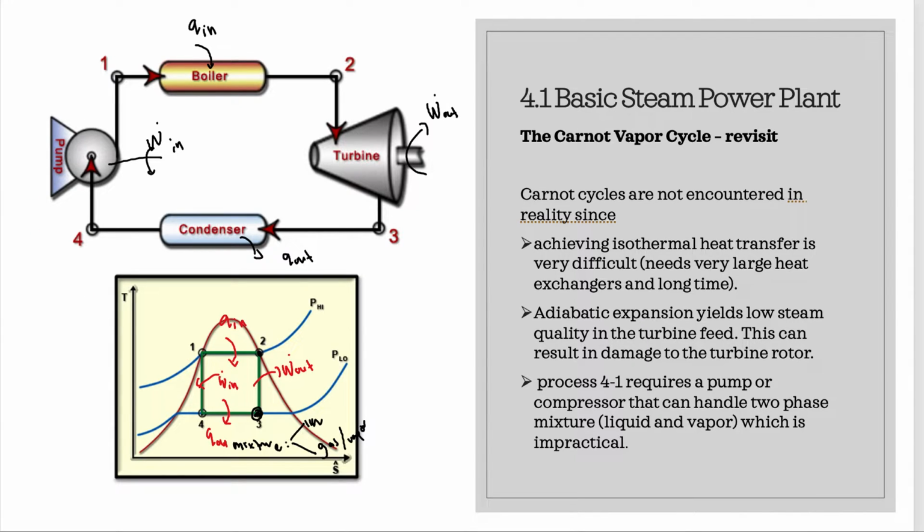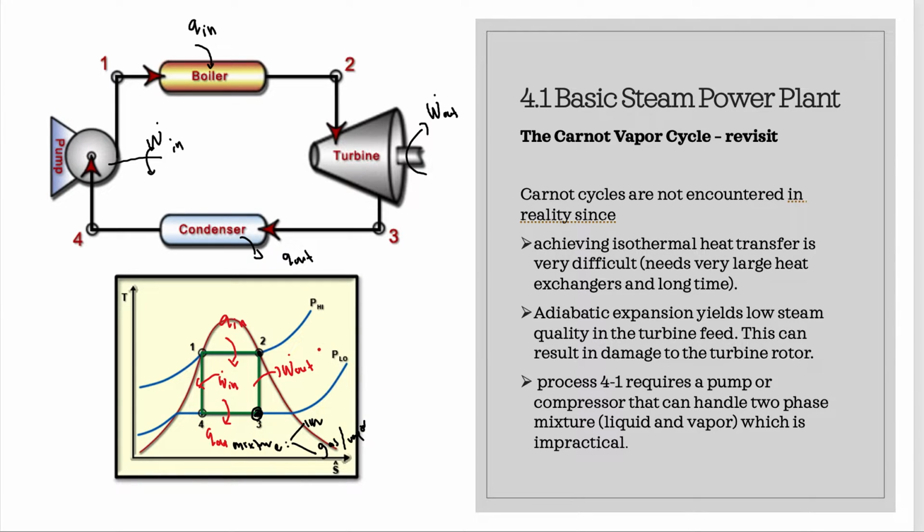Okay, the problem with the Carnot cycle is to achieve isothermal heat transfer is very difficult because it needs a very large heat exchanger and long time. So this is the isothermal process at 1 to 2 and 3 to 4.